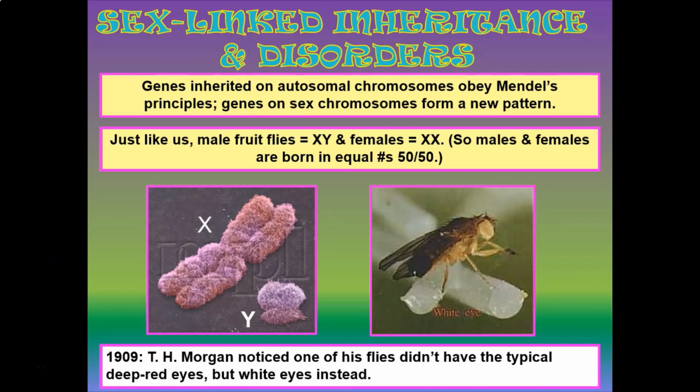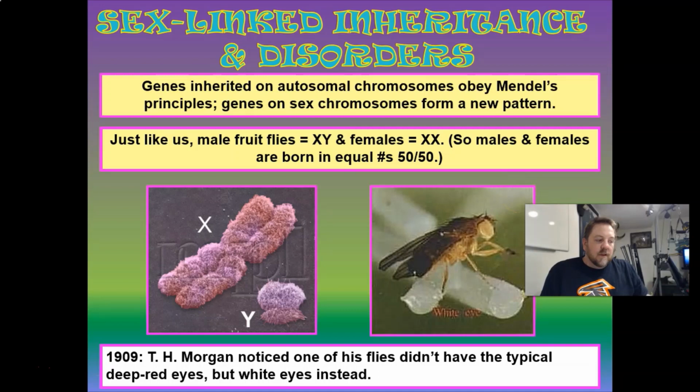In 1909, Thomas Hunt Morgan noticed one of his flies didn't have the typical deep red eyes, but had white eyes instead. Now, it doesn't take a rocket scientist to figure out what happened here. There's probably a mutation, right? So what we call the red, the one that you always see everywhere, we call that the wild type, and you could pretty much guarantee that's dominant. Okay, but you should do some tests to double check that. But so now instead of the wild type that we always see, we have this white-eyed fly.